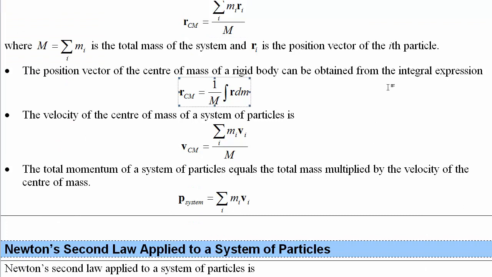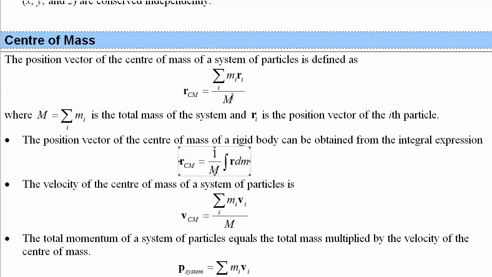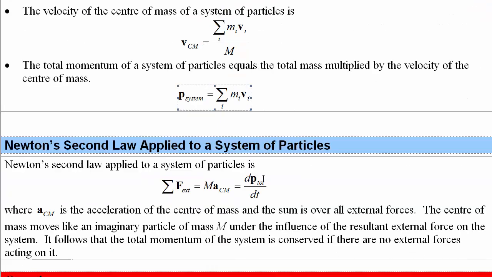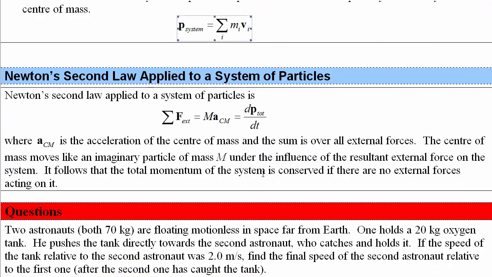Now, if it's a distributed object, not a collection of point masses, then you really have to turn this into an integral. Similarly, the velocity of the center of mass would be the sum of the velocities weighted by the mass of each piece divided by the total mass. And the momentum of the system is the top part of this if we just don't divide by the total mass.